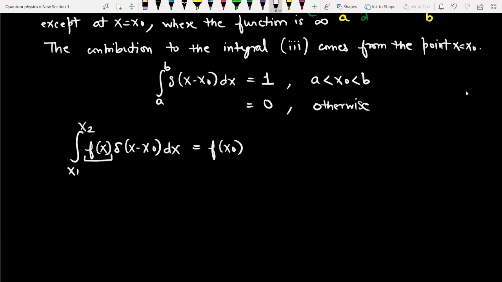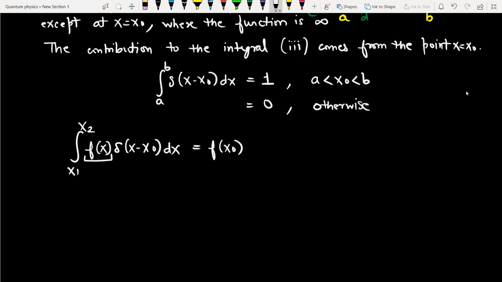Now why so? The reason is, and I may say, it's a very important property. We will discuss other properties in the next video, but in this particular section I will only discuss this particular property as this is a very important property. So you multiply this f of x with the Dirac function and you have f of x naught as the answer. Why? Here also the condition is that this x naught should be between this x1 and x2.